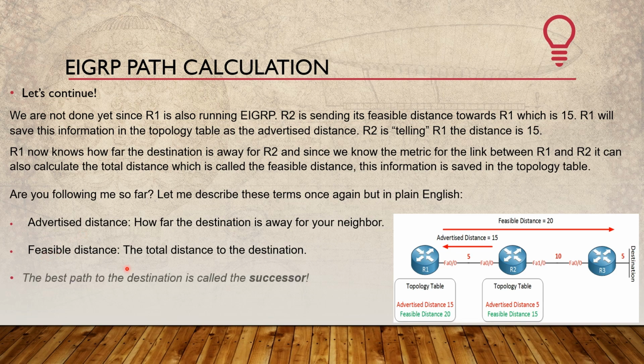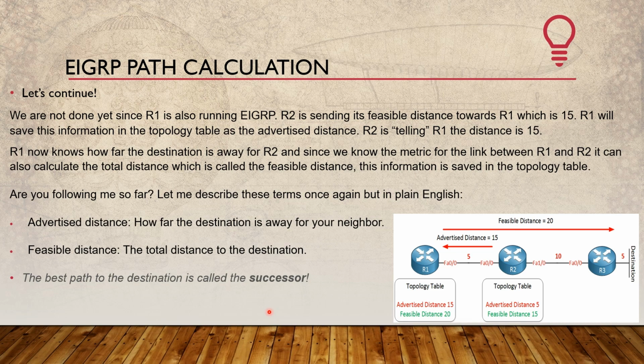Once the feasible distance is calculated, the one with the lowest feasible distance will be called the best path, or the successor. In this scenario, we have only one path, so this is the successor. The successor path metric is 20. We will go through upcoming scenarios with different cases where we will get a successor and a feasible successor. The feasible successor means backup path. The best path means successor. Backup path means feasible successor. We will go through those scenarios in upcoming videos.